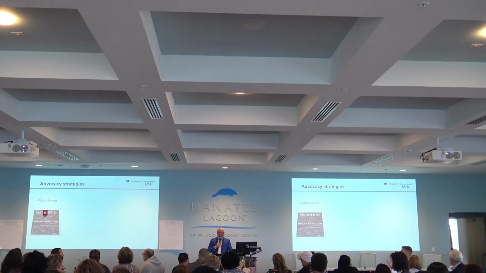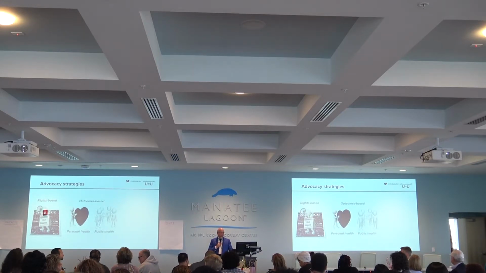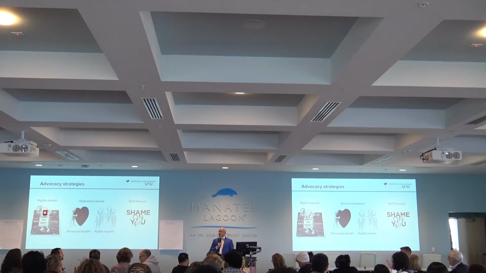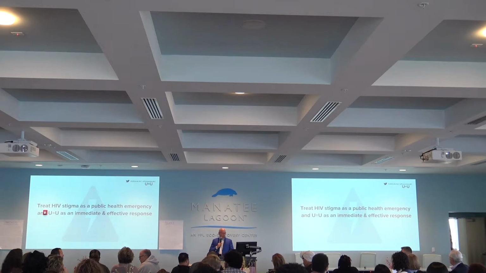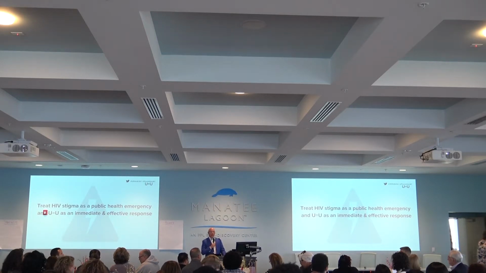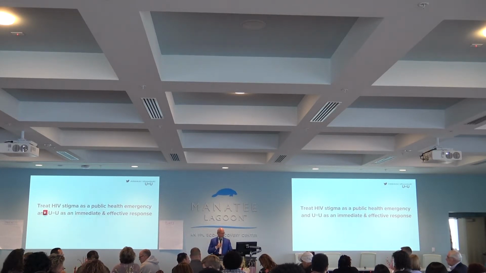So there are a number of advocacy strategies being employed: rights-based, outcomes-based, personal health and public health, and getting away from the shame-and-blame way that many providers practice medicine. It's time to also treat HIV stigma as a public health emergency. I think this is another message coming out of this movement that's really important, and U equals U is a way to help fight that stigma.